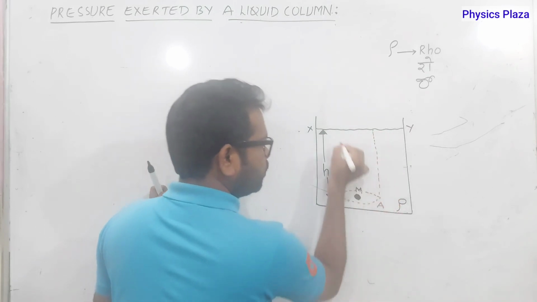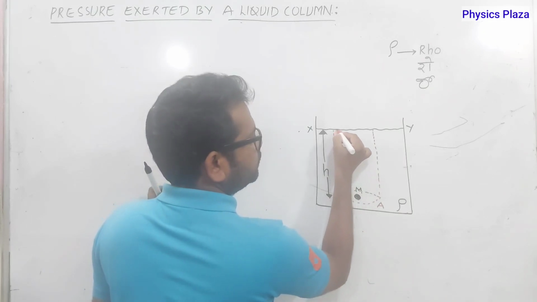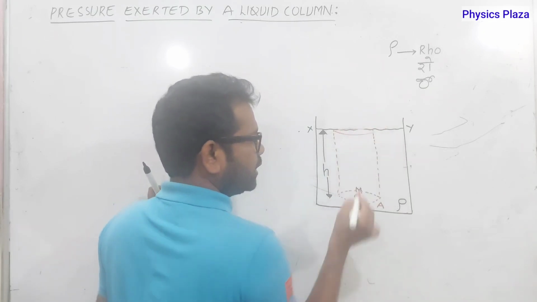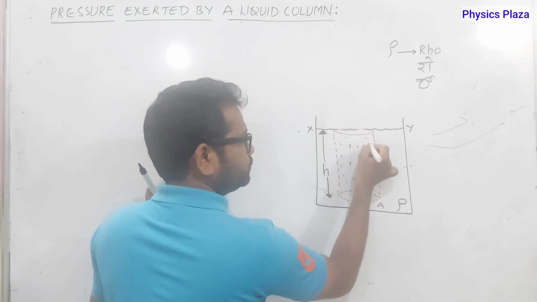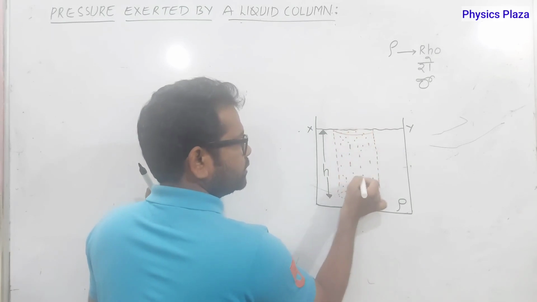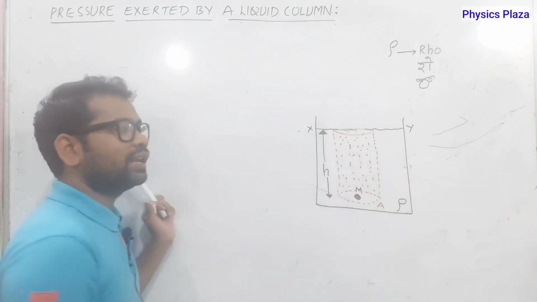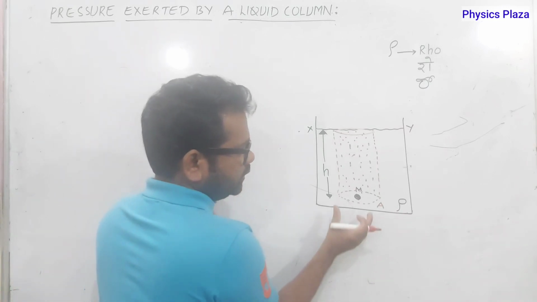This entire liquid column. This is very important to understand, children. So from here to here. Am I clear? So this entire liquid, whatever is taken here, exerts pressure. So that we are going to calculate now. Am I clear? Fine. Now, so this is area.